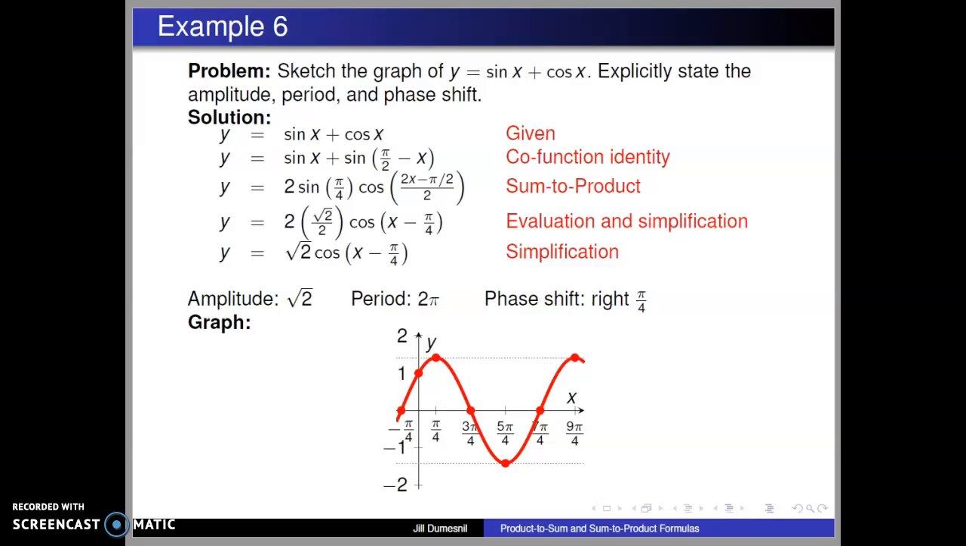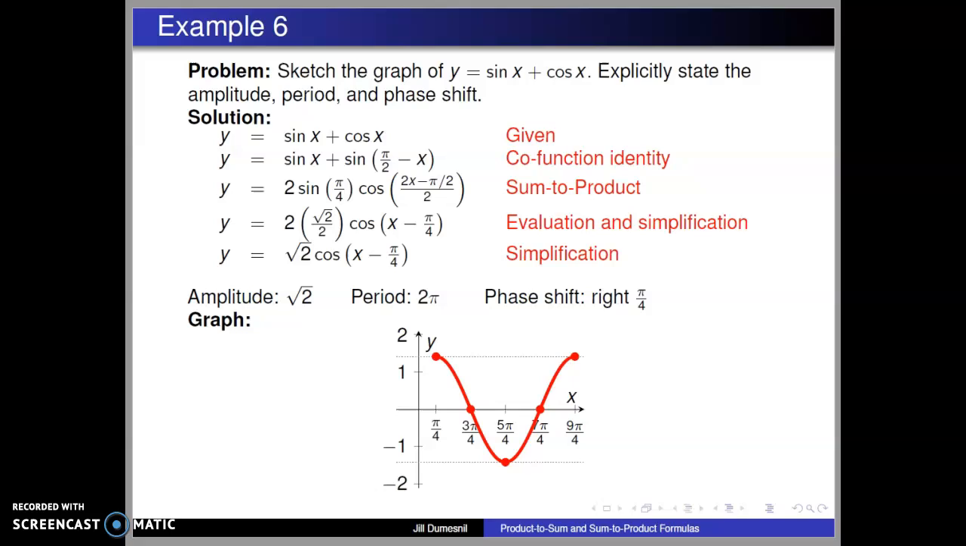If we want to sketch only one period of the graph, we would start our graph at x equals pi over 4 and end 2 pi units later at x equals 9 pi over 4. And we have a cosine graph with amplitude of root 2. The nice thing about this problem is that it uses a lot of prior knowledge combined with today's topic to sketch a graph that would otherwise be quite difficult to sketch.